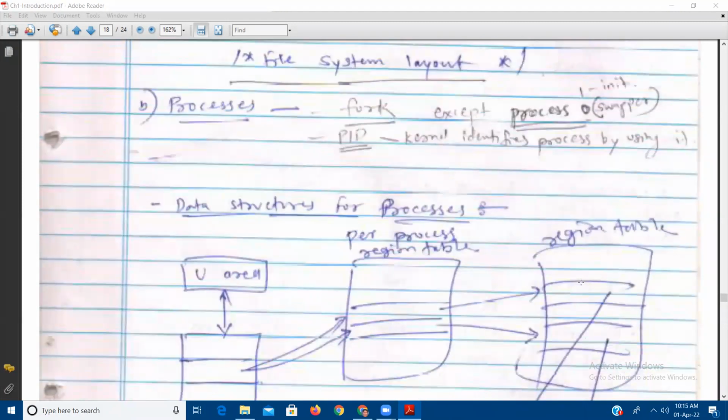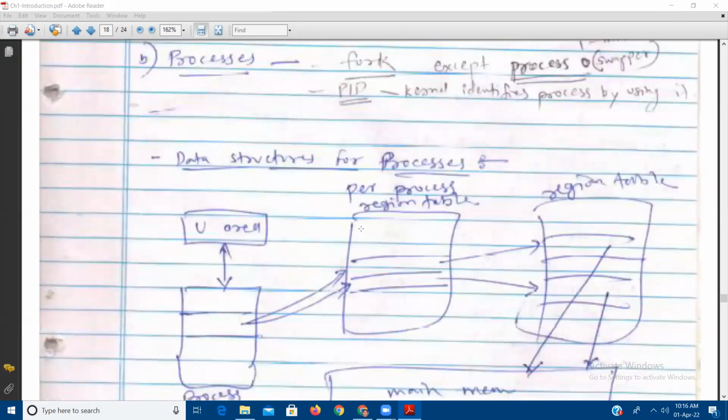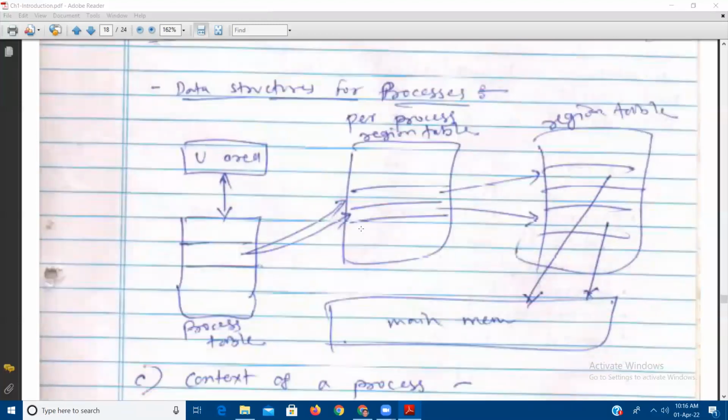Next, data structures for processes. Under processes, we are discussing this point, kernel data structures for processes. So these are the data structures, and the diagram is shown over here. The first data structure is called the U area, the second is the process table, the third is the per process region table, and the fourth is the region table. Actually, these are the four data structures used by the kernel internally for managing the processes. And main memory is the part of memory.